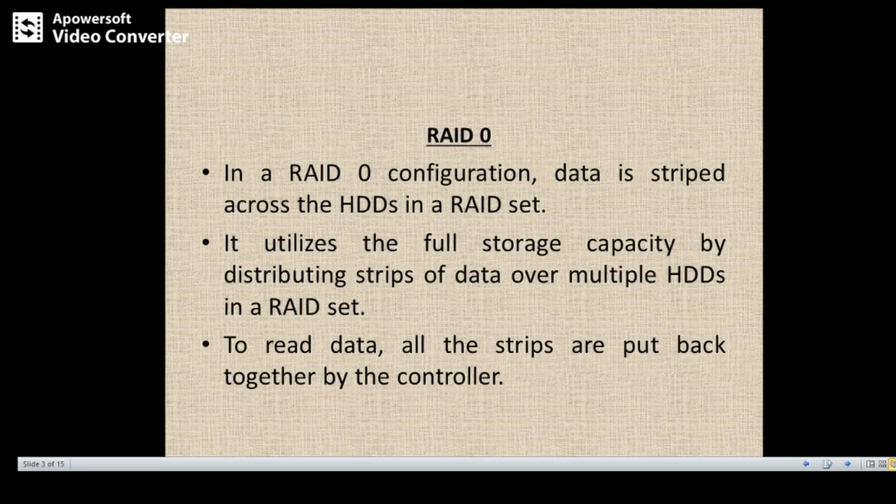So first we'll take RAID 0. In a RAID 0 configuration, the data is striped across the HDDs in a RAID set. It utilizes the full storage capacity by distributing strips of data over multiple HDDs in a RAID set. To read data, all strips are put back together by the controller.